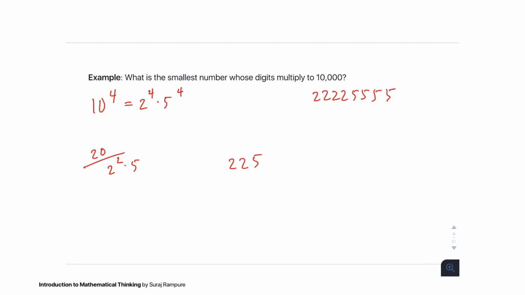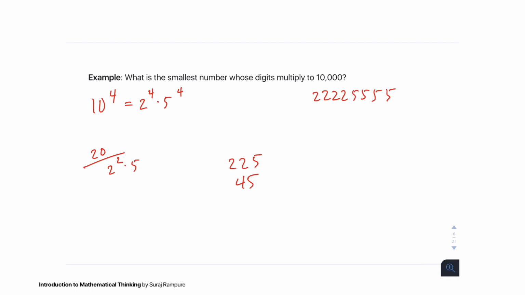But why is that obviously not the answer? Because you could do 45, right? And 45 is, of course, smaller than 225. So we can use the same logic with 22225555. We know we can't combine any 2 and 5, because the digits have to be up to 9. So how can we combine some of these 2's and 5's so that we have a number that's smaller than 22225555?